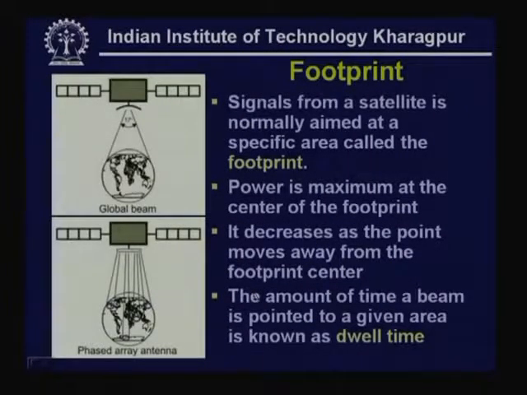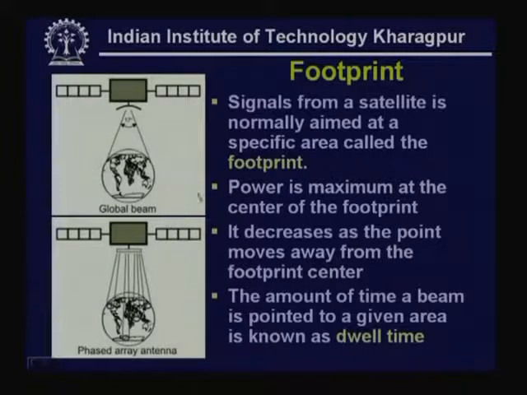And so far as the footprint is concerned, signals from a satellite are normally aimed at a specific area called the footprint. Here, as you can see, a satellite is covering a very large area in this particular case. Power is maximum at the center of the footprint. Obviously, the power will be maximum in the central part, and as you go towards both sides, it will decrease. That means it decreases as the point moves away from the center of the footprint.